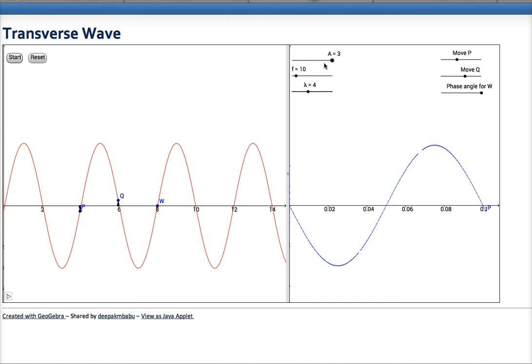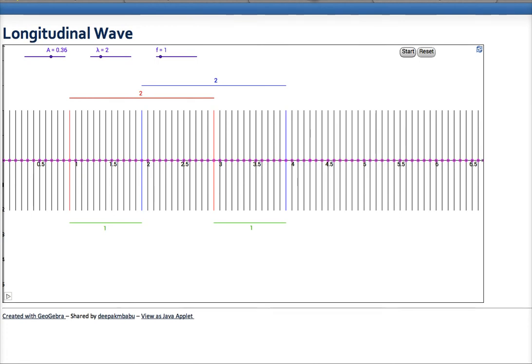Alright, so that's transverse waves. We're now going to do some longitudinal waves. And this is our longitudinal wave experiment. Can you see this?